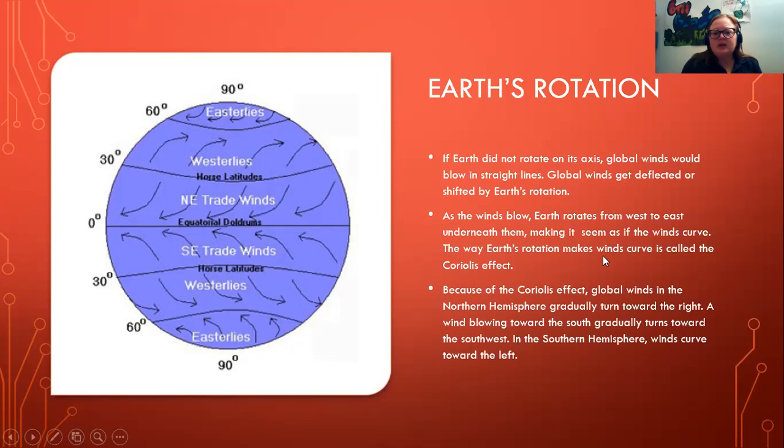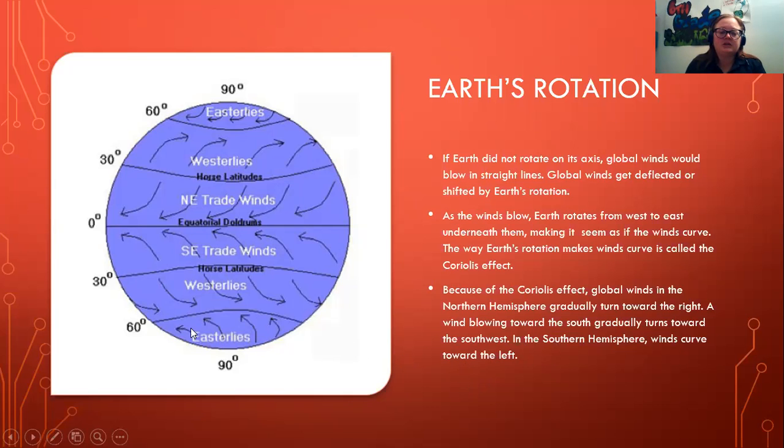The way Earth's rotation makes the winds curve is called the Coriolis effect. Again, Google Coriolis effect or look at that last slide so you don't get slide 2 wrong on your assignments. Because of the Coriolis effect, global winds in the northern hemisphere gradually turn toward the right. A wind blowing toward the south gradually turns towards the southwest. In the southern hemisphere, winds curve towards the left. So here's the southern hemisphere, so the winds would go toward the left.